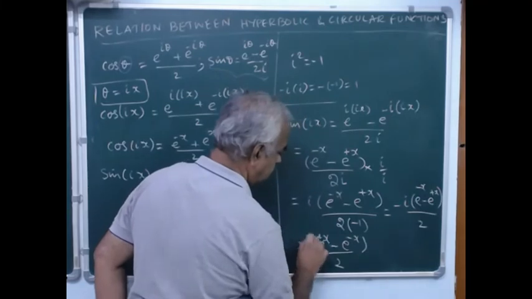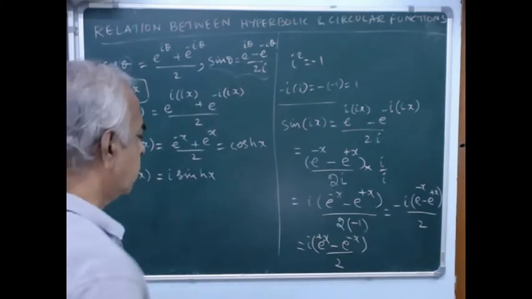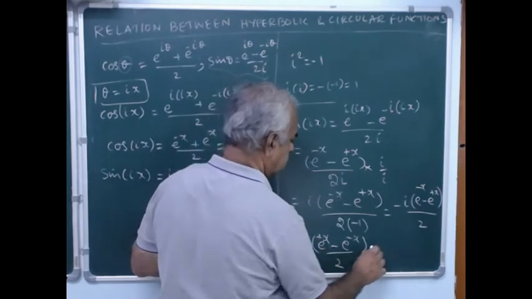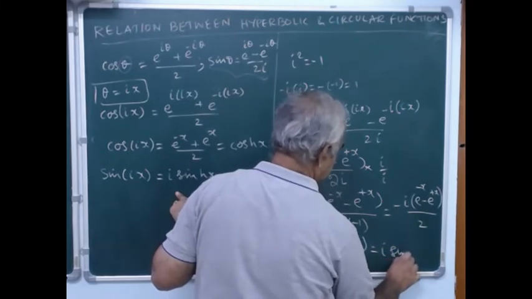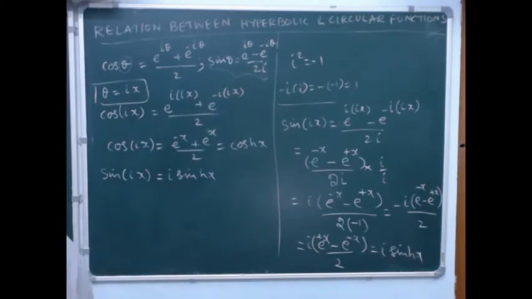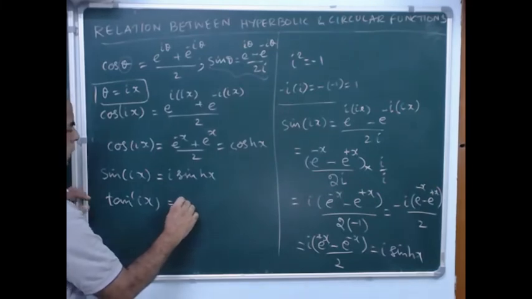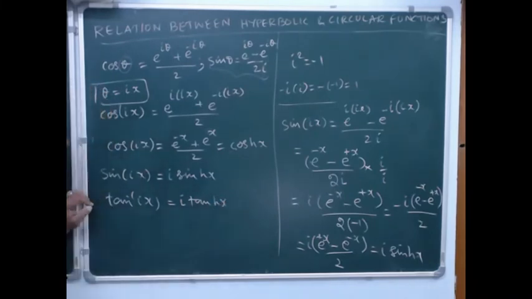Of course you have i. We already know that e power x minus e power minus x divided by 2 is nothing but sinh x. So we can put i into sinh x. So this is the third relation. Similarly, we can derive tan also. So tan of ix, you can simply divide these two, so that you get i tanh of x.